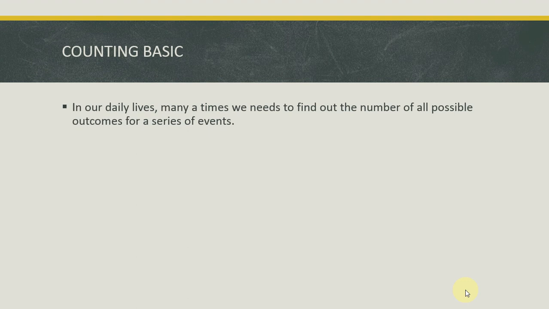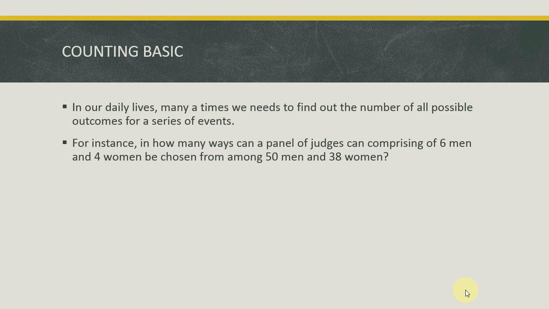In our daily lives, many times we need to find out the number of all possible outcomes for a series of events. It may sound weird, but let me give some questions as examples for this particular counting basic. For instance, in how many ways can a panel of judges comprising 6 men and 4 women be chosen among 50 men and 38 women?